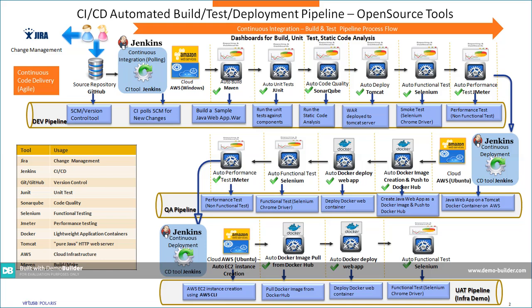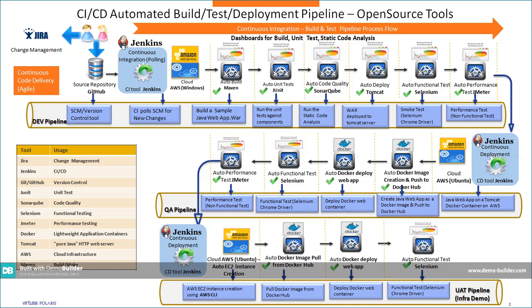So once all the quality checks are completed, what we get here is a WAR file, which is a ready to market deliverable, and this can be promoted into any test environments like QA, UAT or even production environment, and all these environments can have their own build pipeline. For this demo purpose, we'll have three build pipelines, as you can see here: dev pipeline, QA and UAT pipeline.